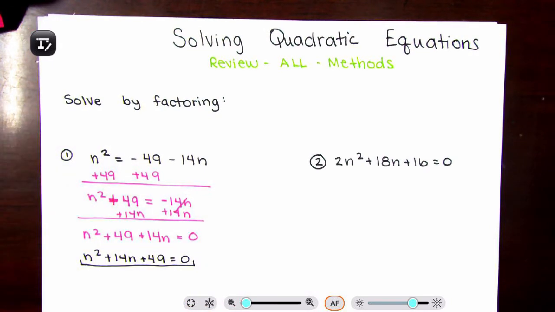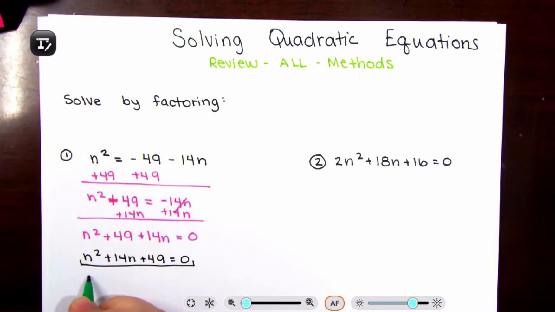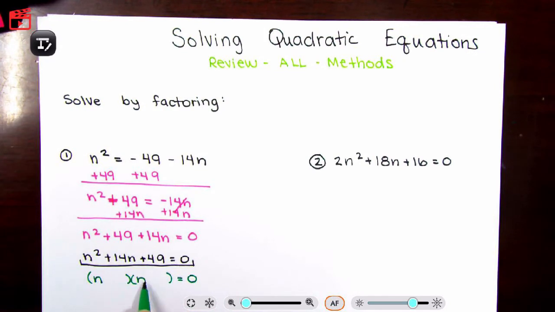So when you're solving by factoring, you're doing just that. You are factoring your polynomial, your trinomial. So we're going to use the guess and check method since our leading coefficient here is 1. Then we have n and n here, two numbers that multiply to 49 but add up to 14. That means it's 7 and 7.